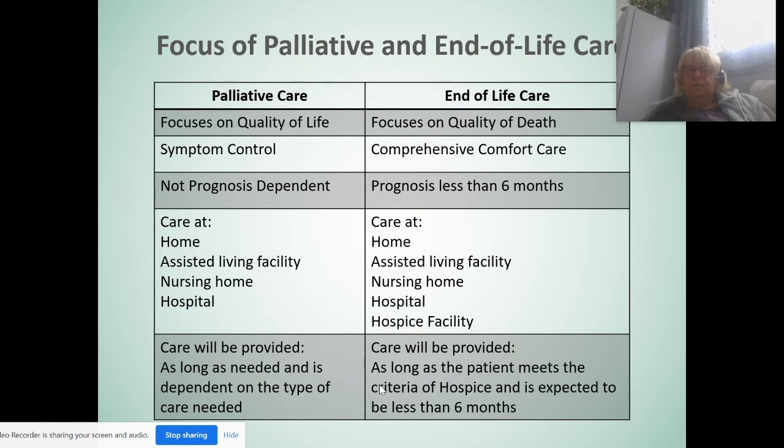And end of life care. Care will be provided as long as the patient meets the criteria of hospice and is expected to be less than 6 months. So, if someone's under hospice care, it means that their prognosis is less than 6 months. Okay, and they've got to meet certain criteria as well.